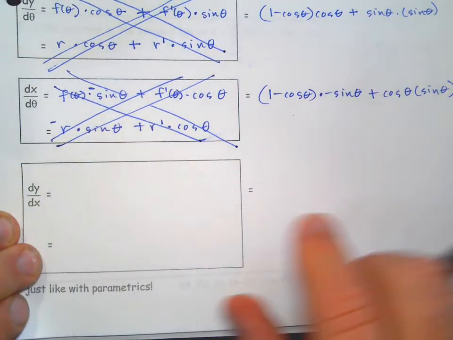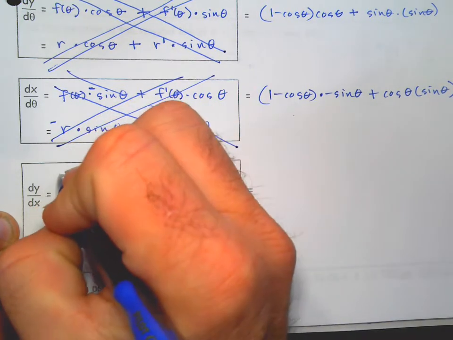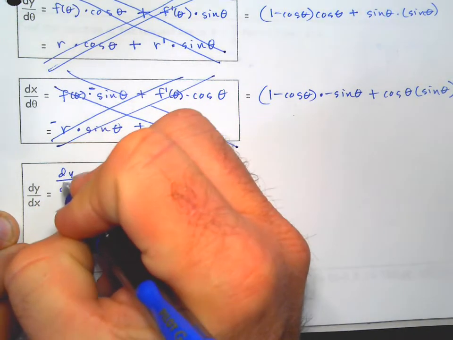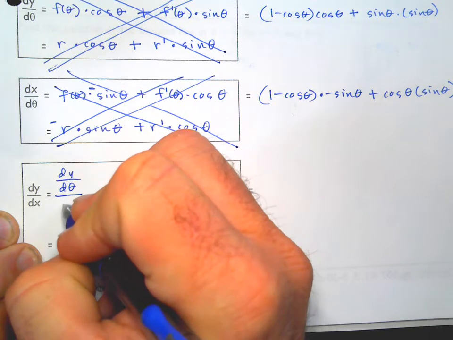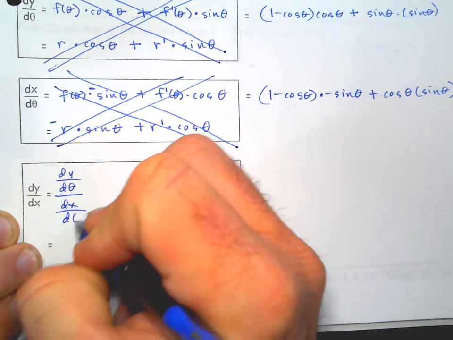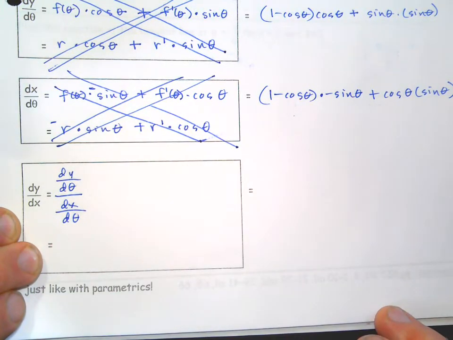Now, dy dx, it's kind of interesting. This is kind of like parametrics. The way we find dy dx is we do dy d theta over dx d theta. So it's kind of like a chain rule issue, right?